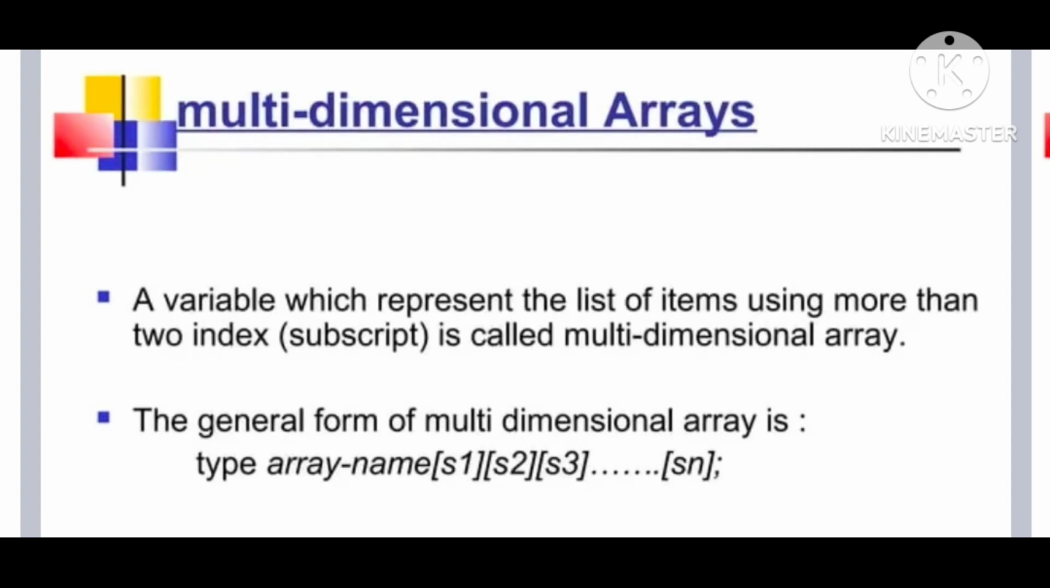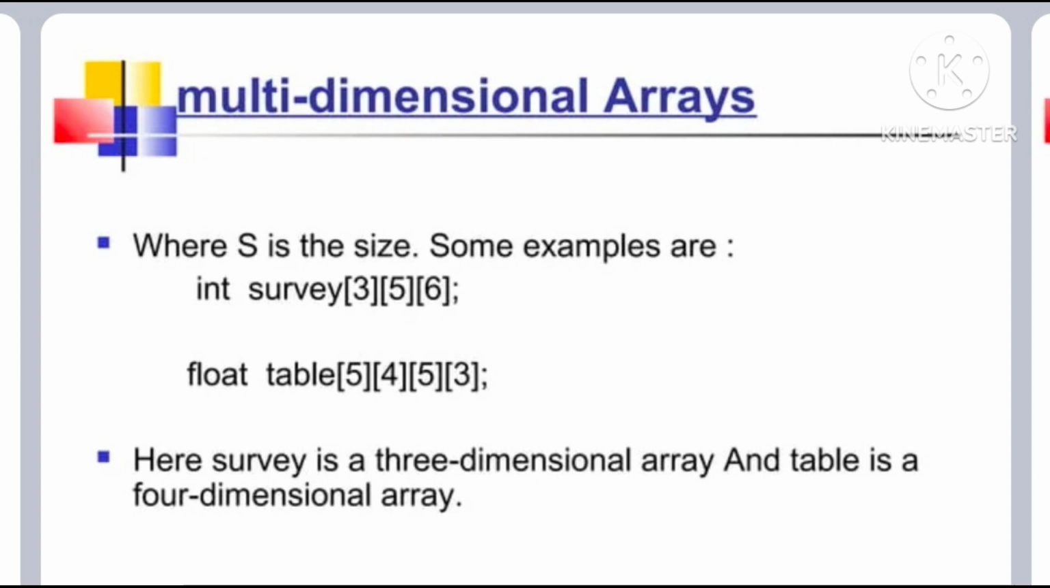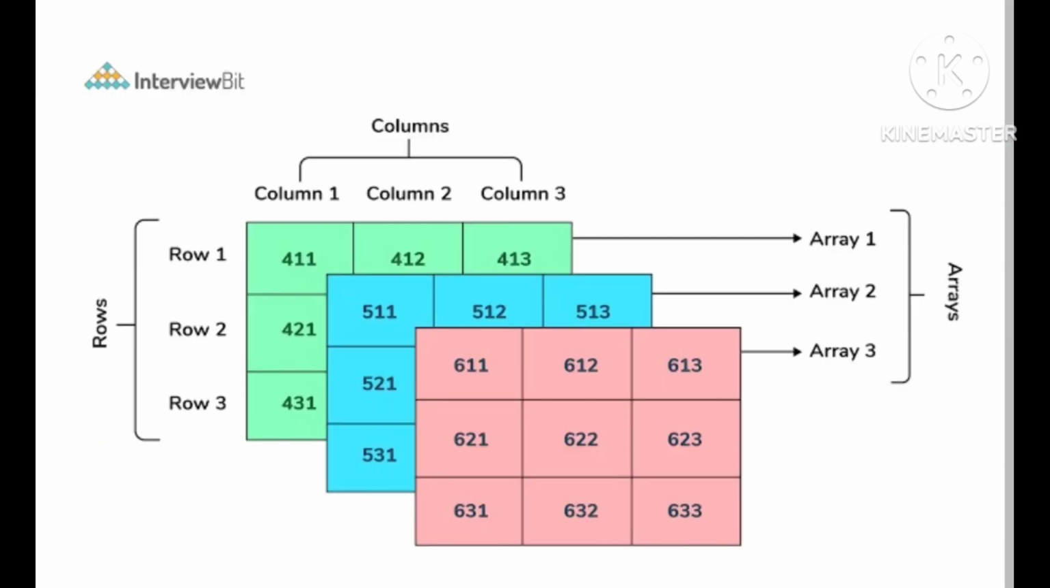Now multi-dimensional arrays: a variable which represents the list of items using more than 2 indices is called multi-dimensional array. The general form of multi-dimensional array is type, array name, S1, S2, S3 and so on, Sn, where S is the size. Some examples are: here survey is a 3-dimensional array and table is a 4-dimensional array. Example for multi-dimensional arrays.